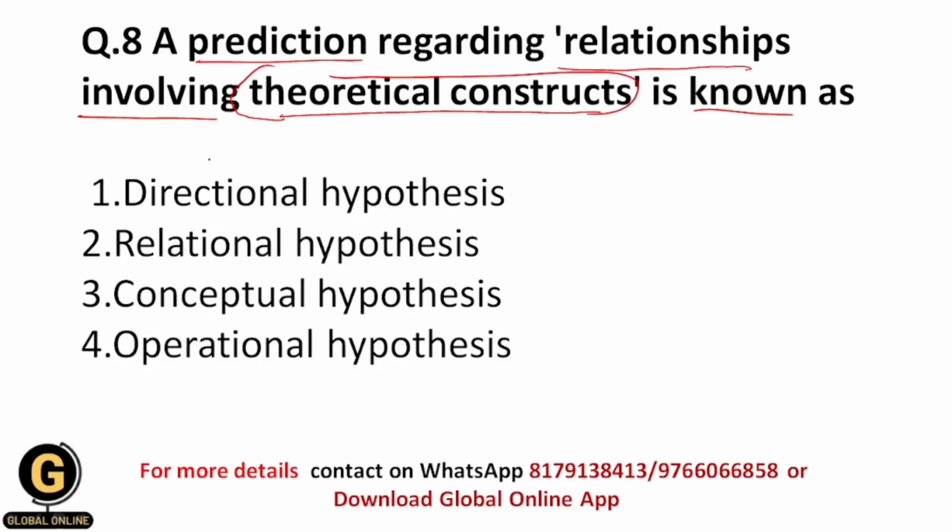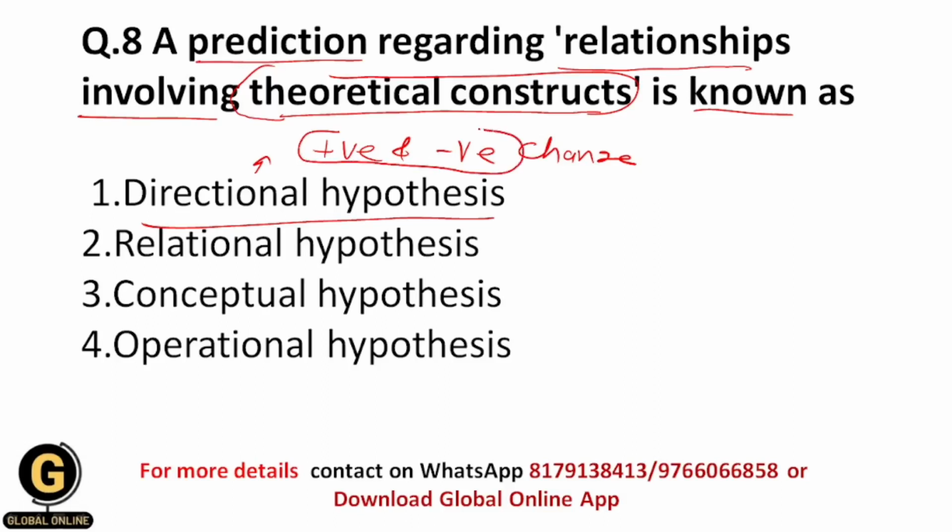Okay. So let us see the options. First option is what? Directional hypothesis. So it is the prediction made by a researcher regarding positive and negative change, or the relationship or difference between two variables of population. So the most important thing over here is that there should be a positive or negative change. So this is directional hypothesis.